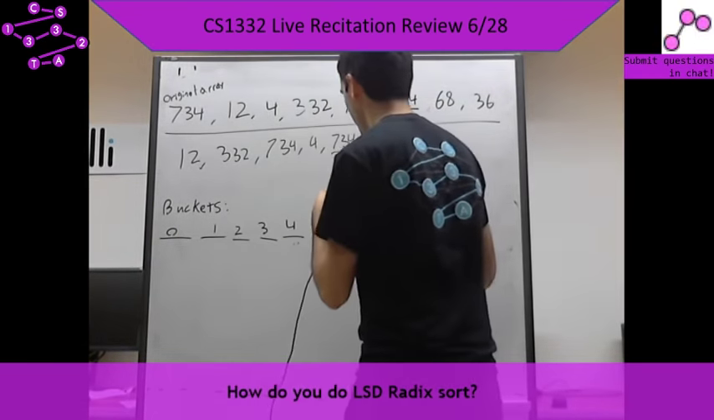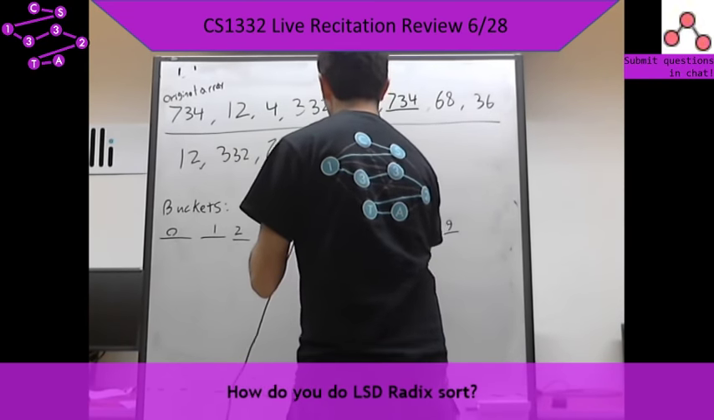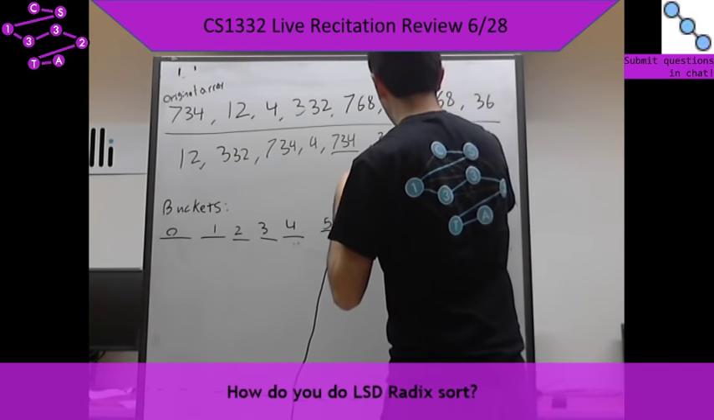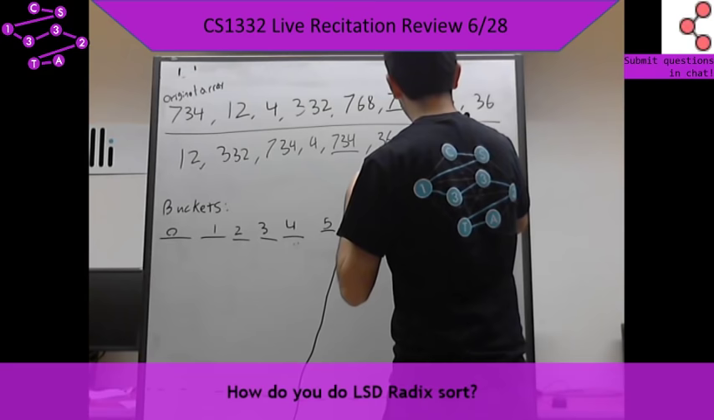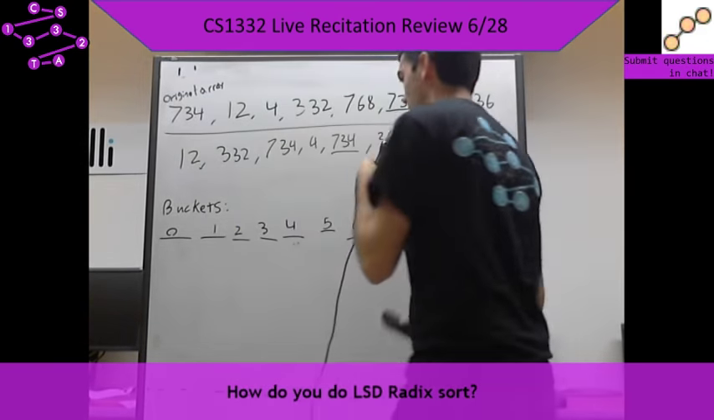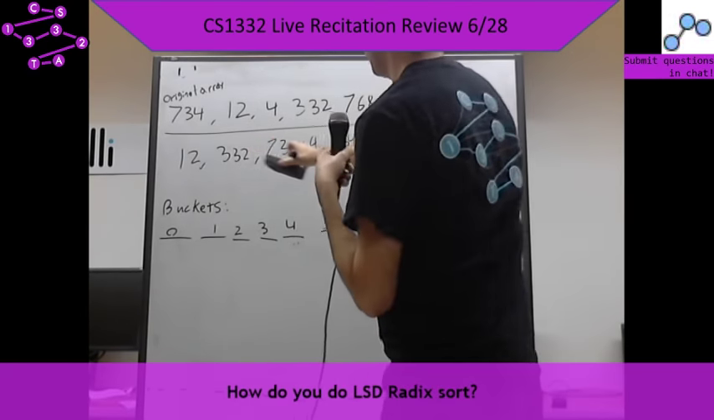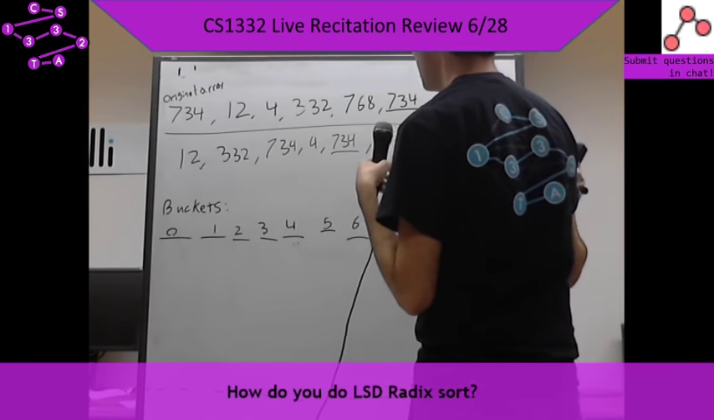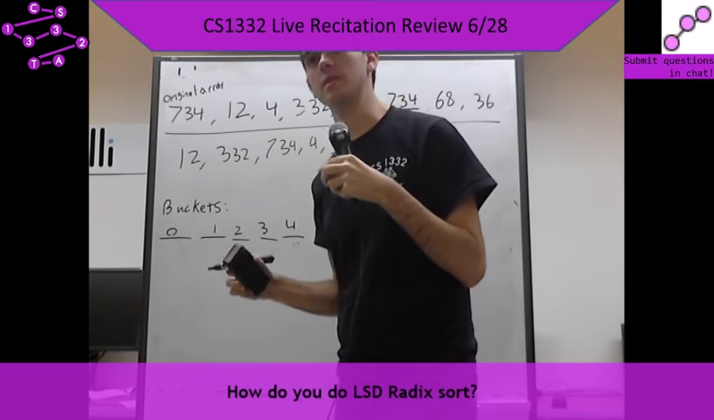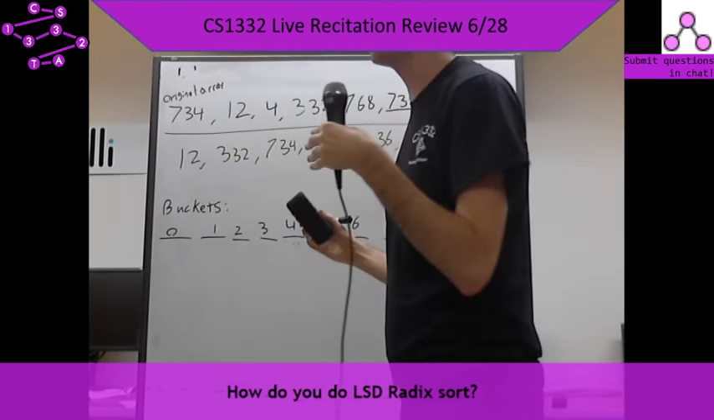5 buckets empty. The 6 bucket only has 36 in it. 7 buckets empty. 8 bucket has 768 and 68. And nothing on 9. So we've completed our first iteration of LSD radix sort, and you can see our elements are now sorted by that first digit. Obviously, we're not done. We need to do 3 total iterations. So we're going to do the exact same process again, but using the second digit of all our numbers. Second being second from the right, that's our tens digit.